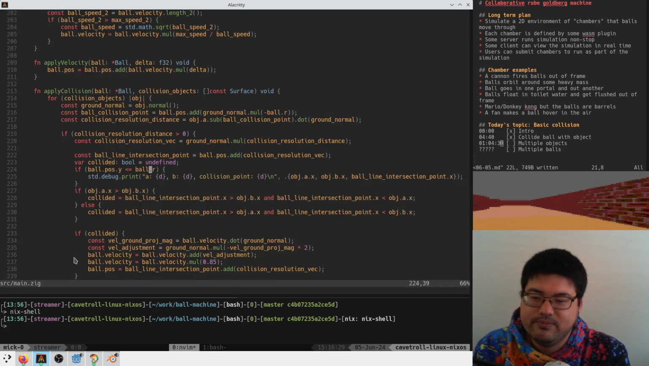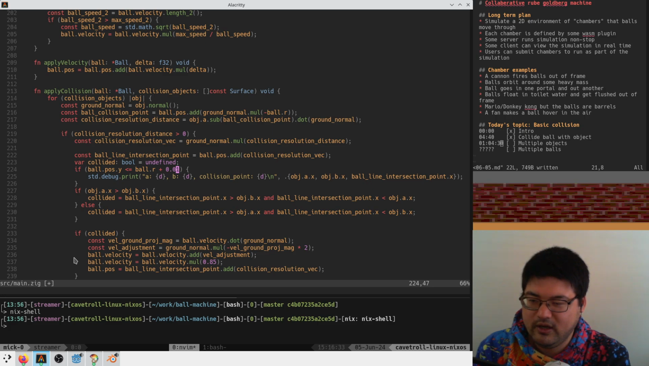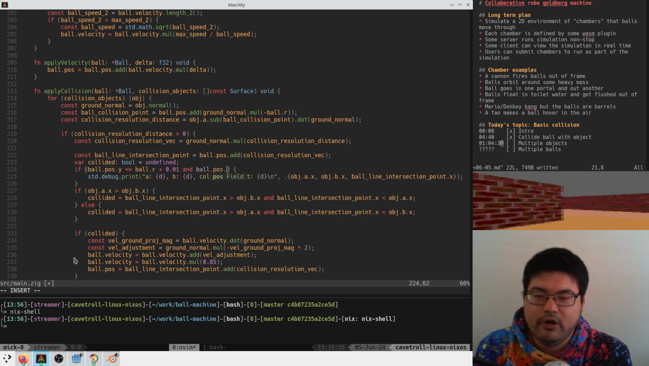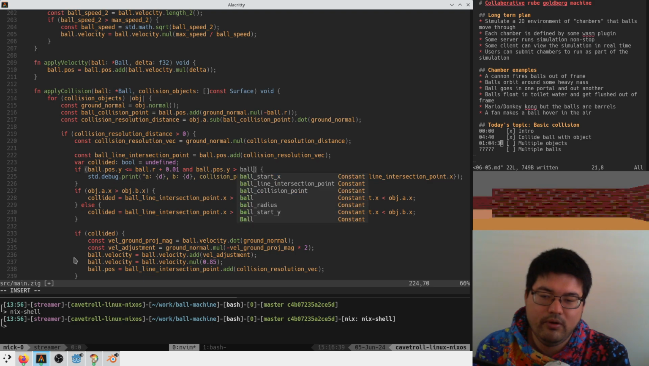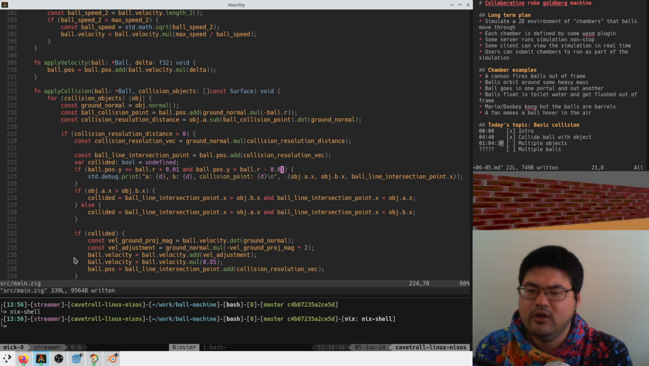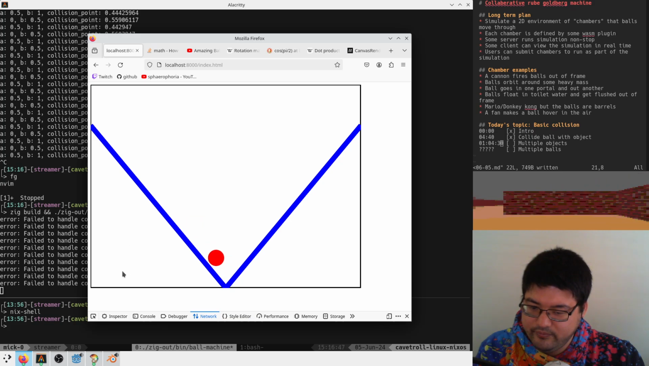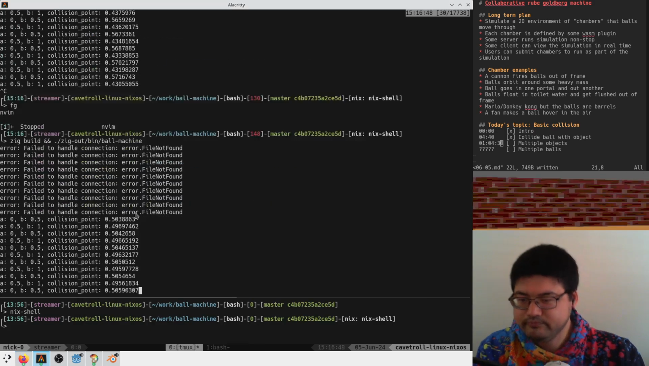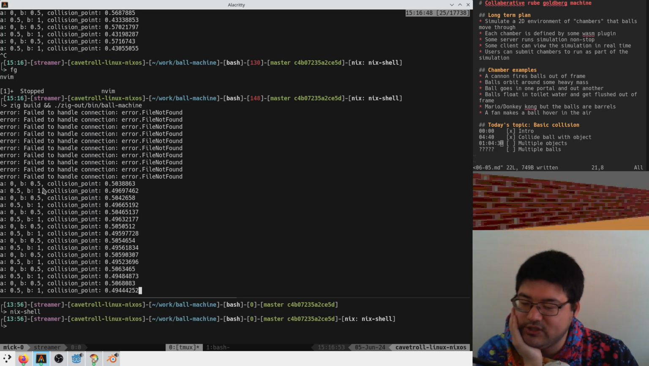I guess we want this to be less than or equal to ball r plus 0.01 or something, and ball pos y is greater than ball r minus 0.01. Then we should only see logs when it really gets messed up. Okay. So yeah, it does look like it's just slightly out of bounds.